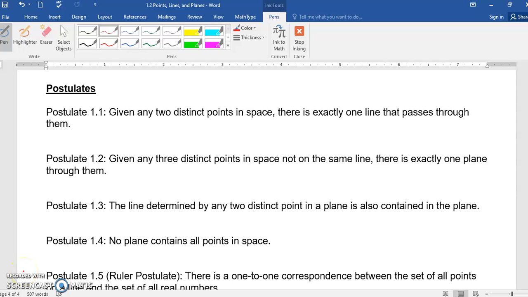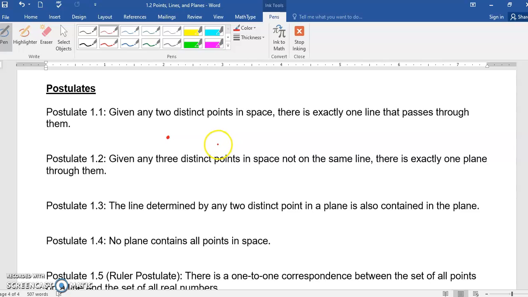Alright, so let's just take a look at some of the postulates that are listed out in section 1.2. These are all in your textbook as well. I just typed them up for you, and I just have them in another spot. Talk about them just a little bit. So, given any two distinct points in space, then there's exactly one line that passes through them.